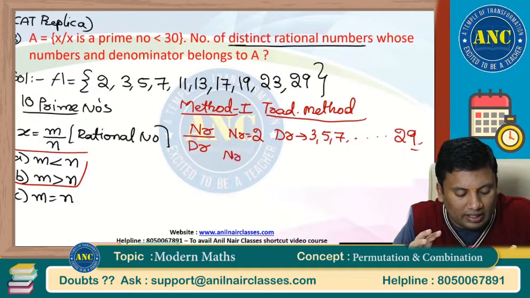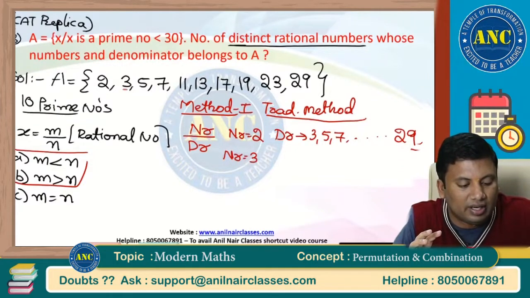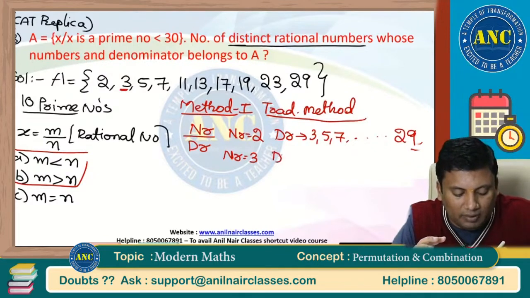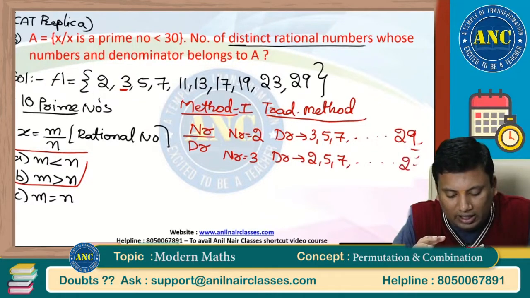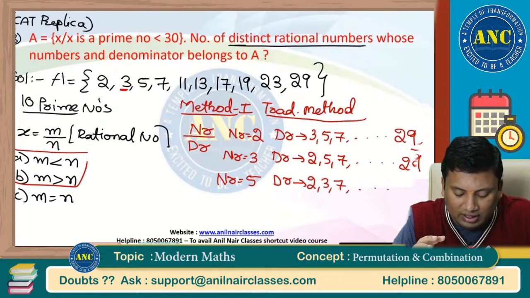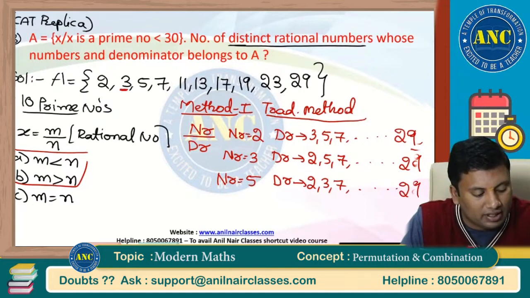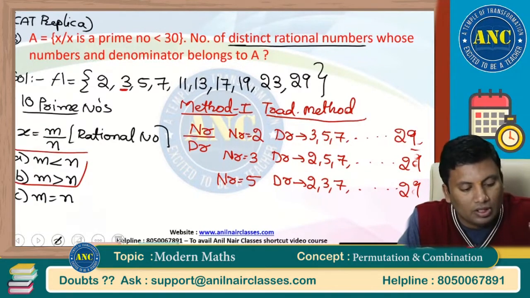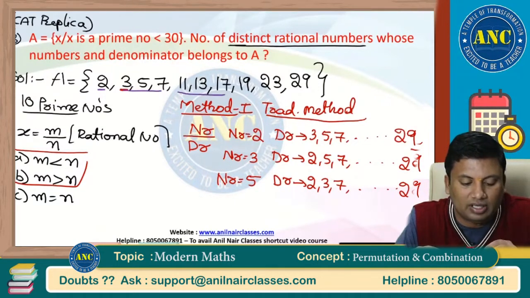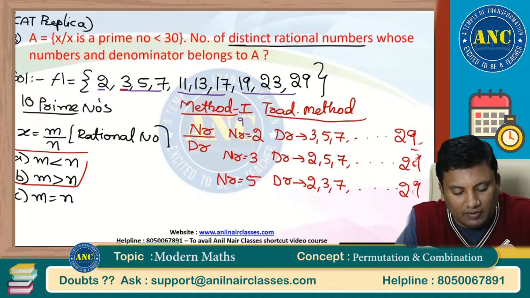Suppose the numerator is 3. I am not taking the case 3 by 3 or 2 by 2; that I will take a little later. The denominator can take any other value, 2, 5, 7 and so on up to 29. Similarly, if the numerator is 5, the denominator will take every value other than 5: 2, 3, 7 till 29. If the numerator is 2, how many values can the denominator take? It will take 9.